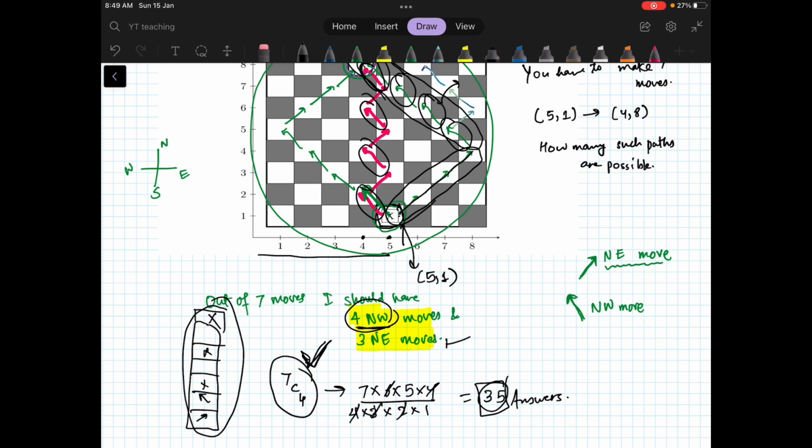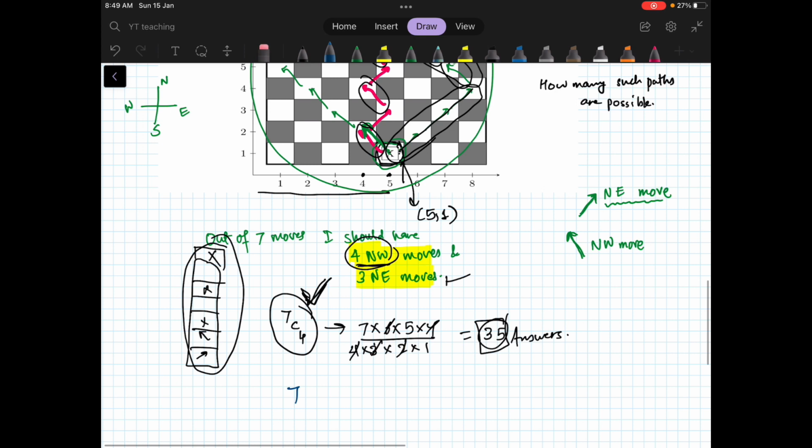You can also fix your northeast moves. For that, you have to choose out of 7, you fix your 3 positions. So that will also give you 7 into 6 into 5 over 3 into 2 into 1. So that will also give you 35. So that's also your answer. Same answer you will get, because it's the same concept, right? I hope you understand it.